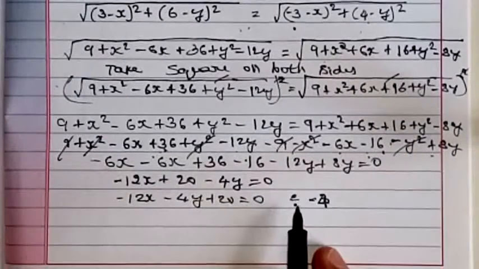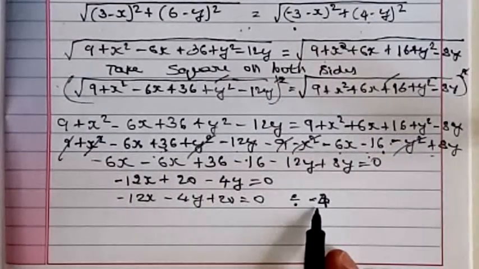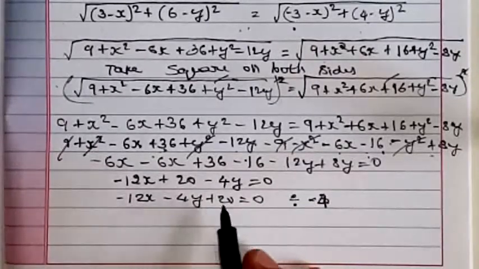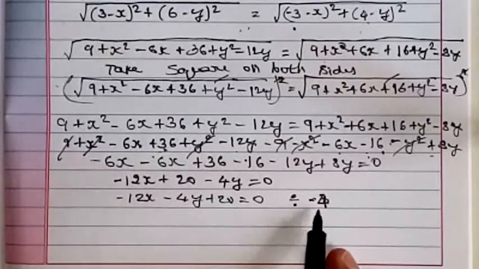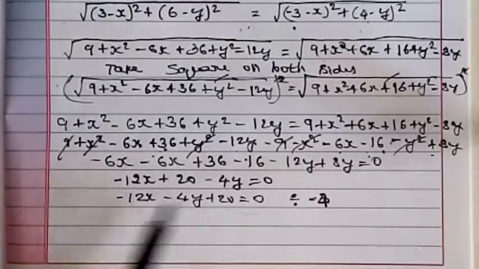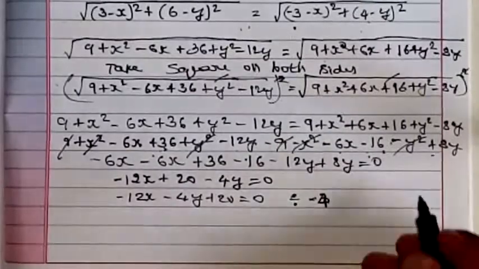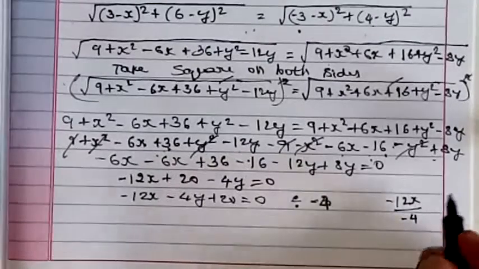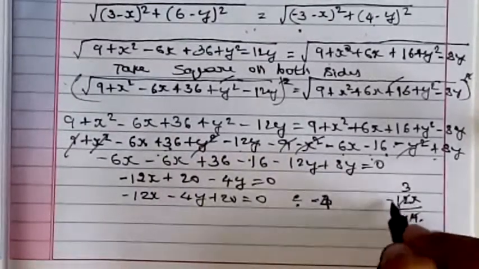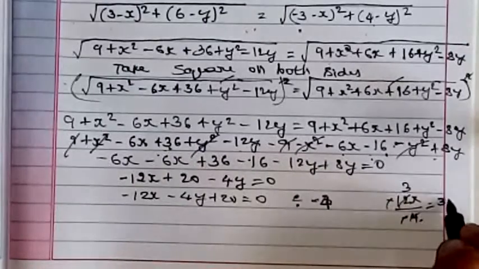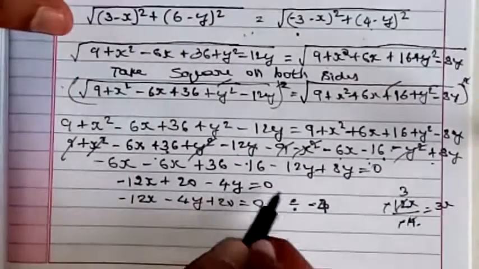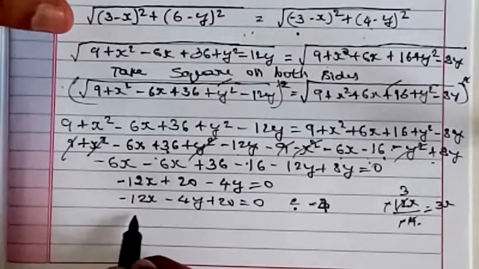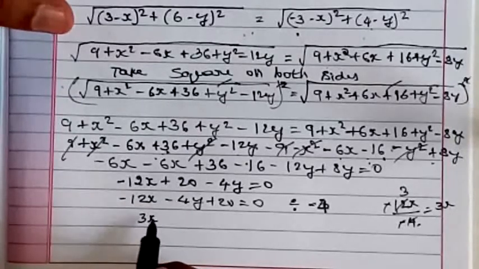Right. Now divide it by minus 4, children, because here 12 is there, here 4 is there, here 20 is there. So all the numbers will divide by 4, so therefore divide by minus 4, right? So minus 12x divided by minus 4: 4 threes are 12, minus minus gets cancelled, the remaining is plus 3x, right, children?